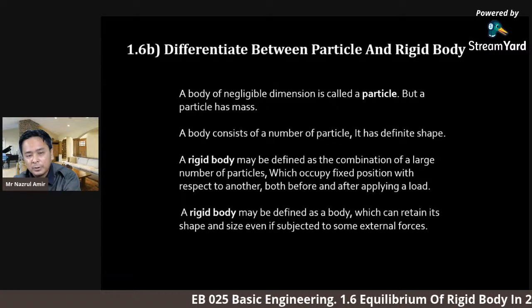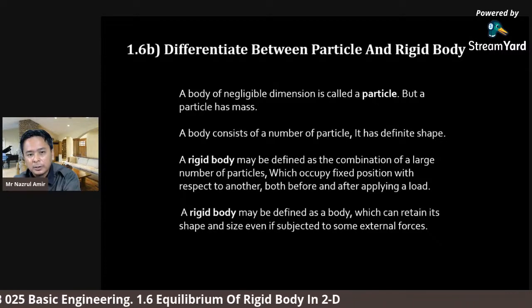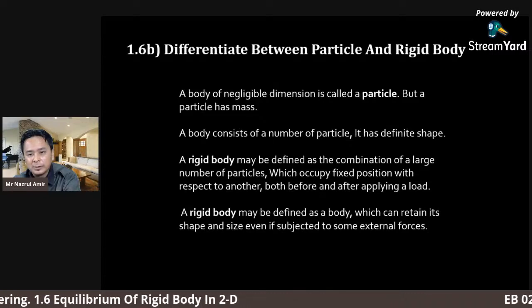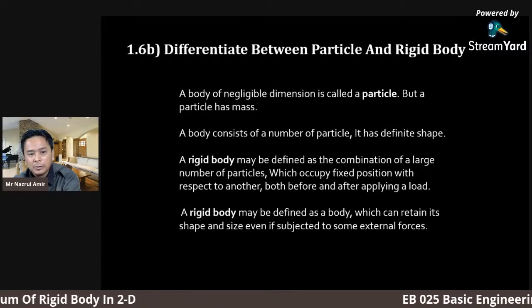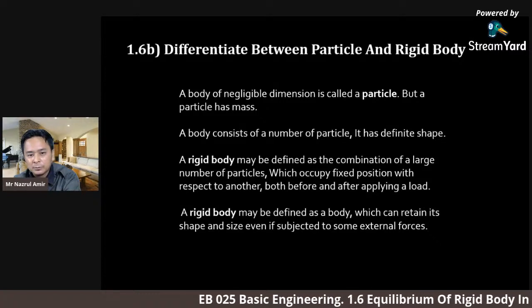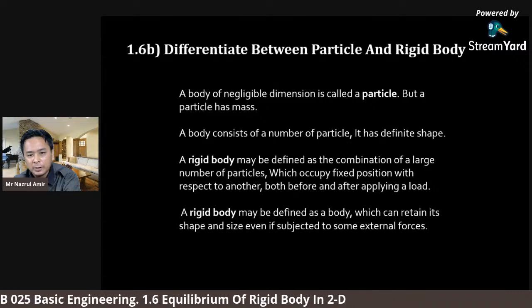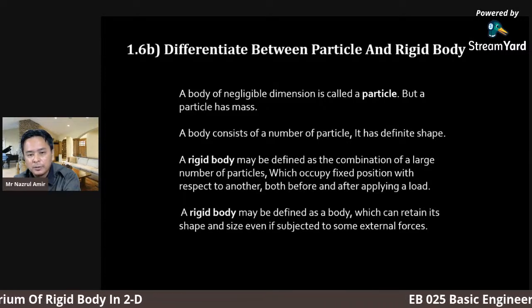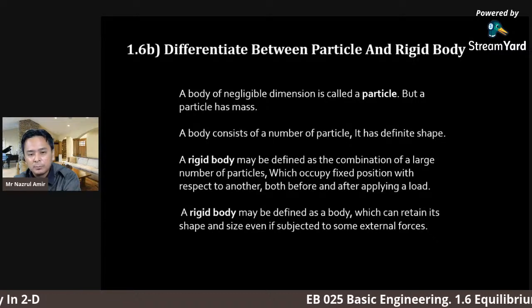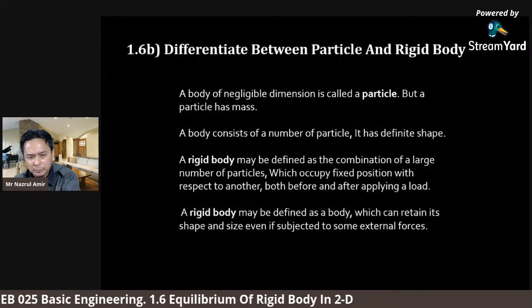Okay, if we count a number of particles, they will become a body that has a definite shape. Therefore, when we combine a large number of particles, they will become a rigid body. So a rigid body is the combination of a large number of particles which occupy fixed positions with respect to one another, both before and after applying a load. Right? So this is a rigid body definition when we relate it to the particle.